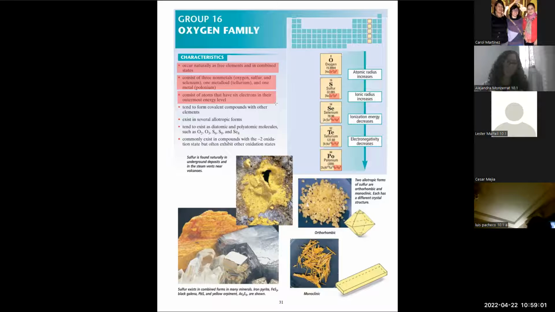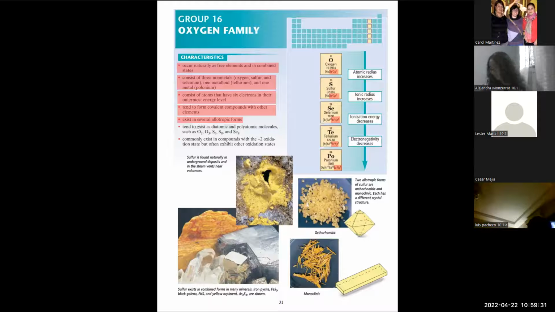Now, these elements tend to form covalent compounds. Covalent are molecular compounds, okay? So they will form covalent bonds. They exist in several allotropic forms, and they tend to exist as diatomic and polyatomic molecules. Because they are non-metals, they can exist as polyatomic molecules.